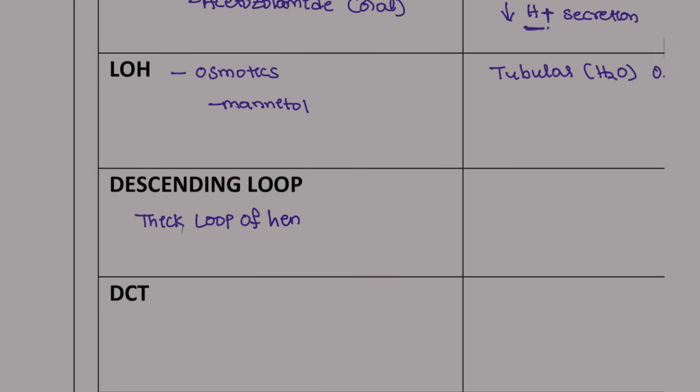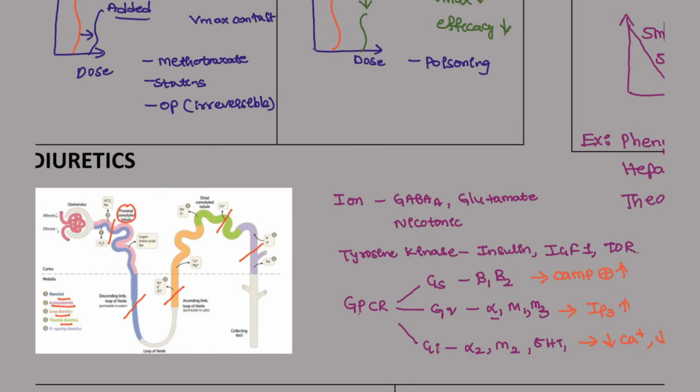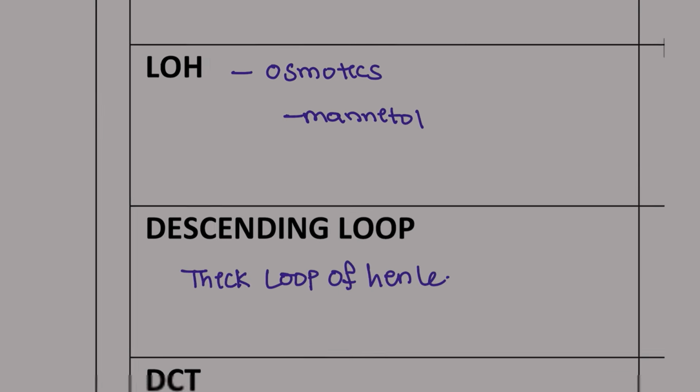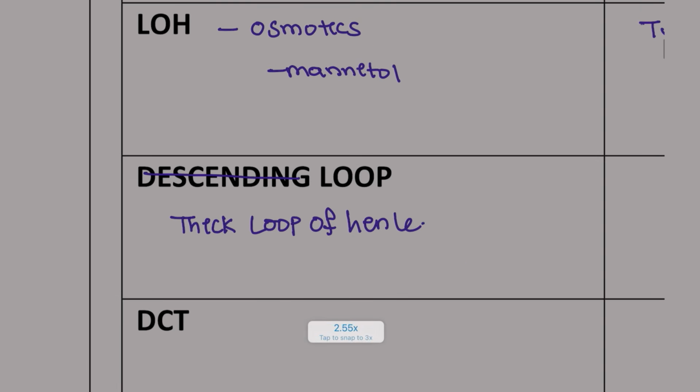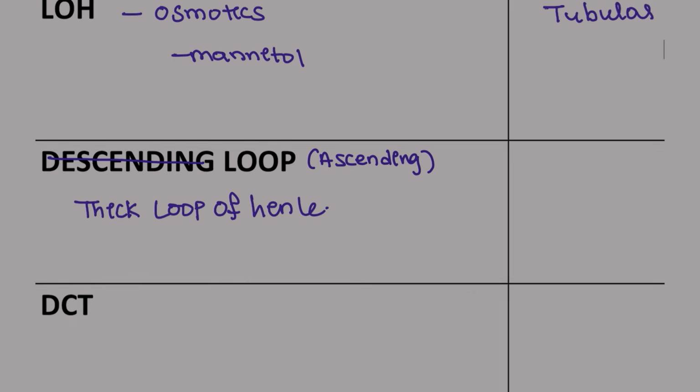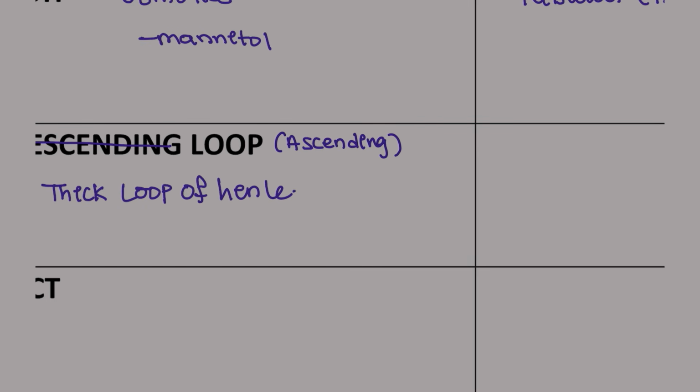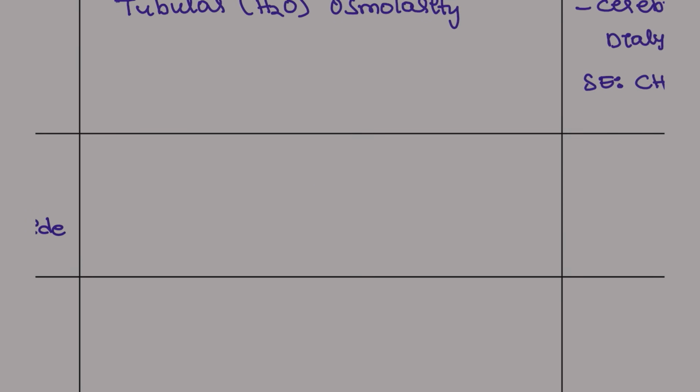Thick loop of Henle. Right here you can see this is the thick loop of Henle. So please take note, this is the ascending loop. Thick ascending loop of Henle. This is where the drug is going to act. What are those drugs? Loop diuretics. And drug name, one example is furosemide. This is a drug. And what is the mechanism of action?